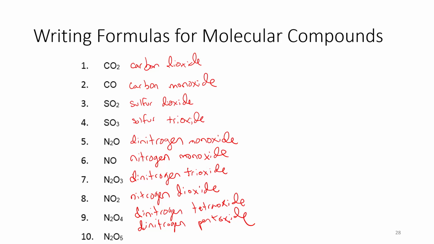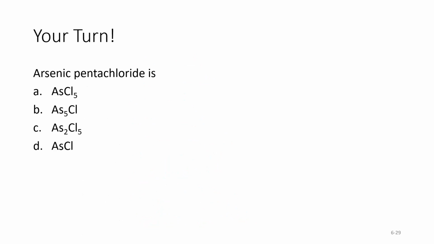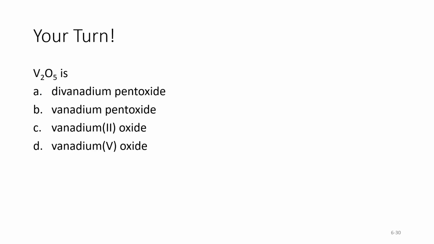So hopefully you got those all correct using the rules that we just went through. Arsenic pentachloride, AsCl5. V2O5, divanadium, vanadium 4 oxide. So this was actually a trick.